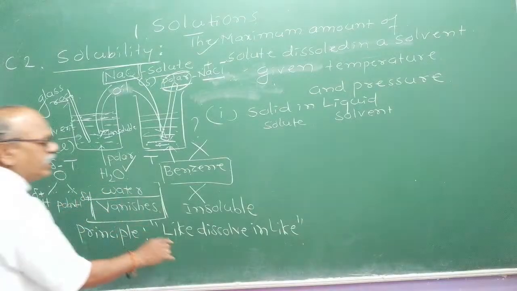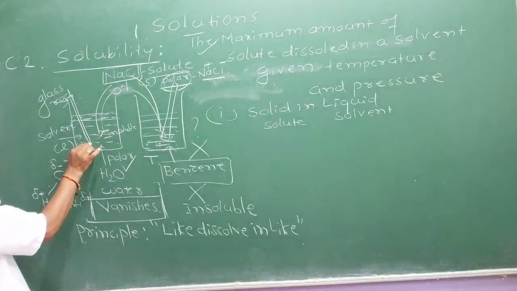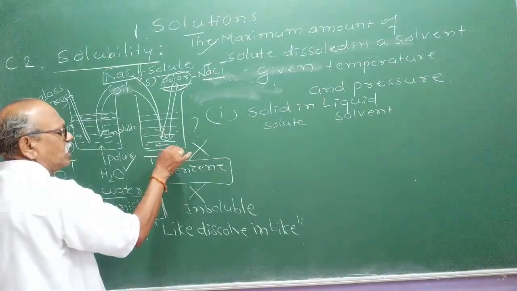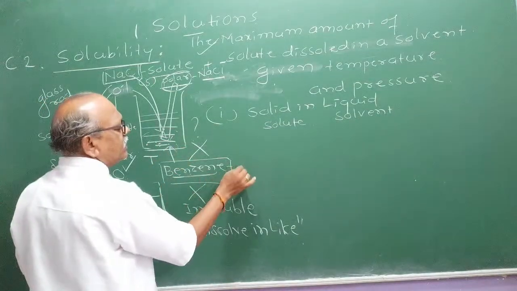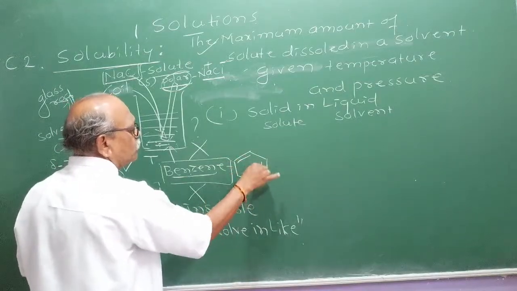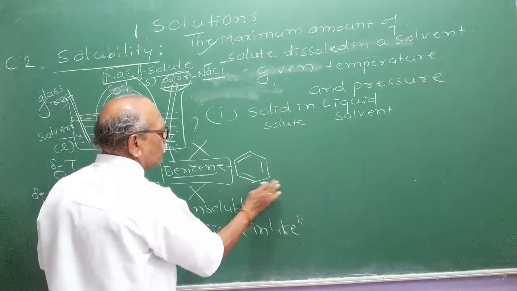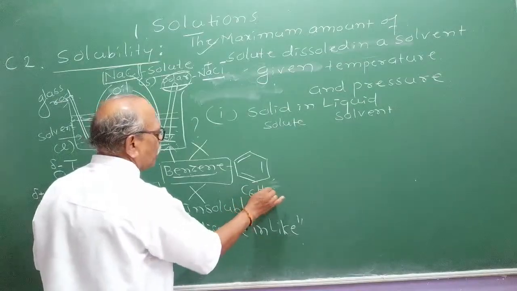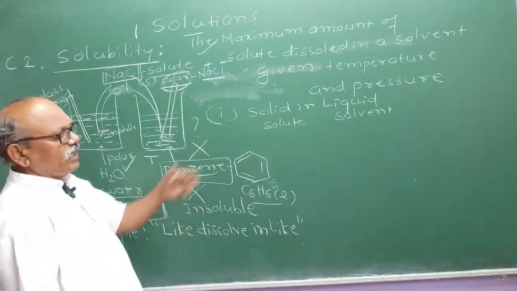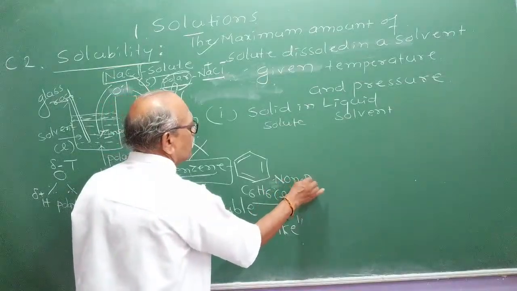The meaning of like dissolves like is that polar solutes can dissolve in polar solvents, but polar solutes cannot dissolve in non-polar solvents. See, benzene is an aromatic hydrocarbon, which you studied in the first year, and it is in liquid state. C6H6 is the molecular formula. It contains only double bonds and single covalent bonds, therefore it is non-polar. Most of the organic compounds are non-polar.